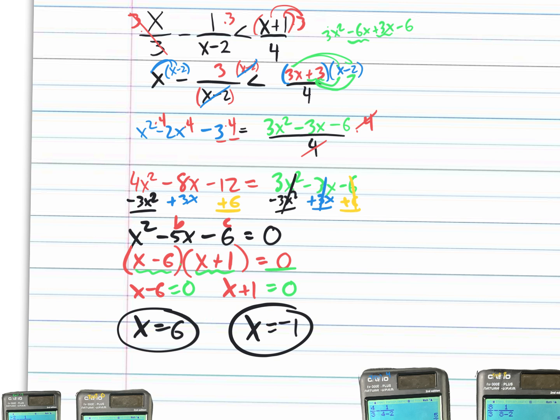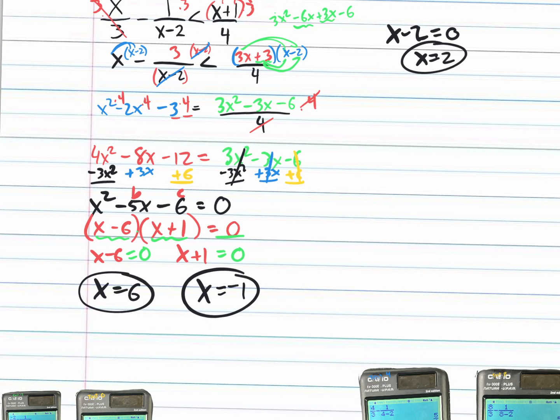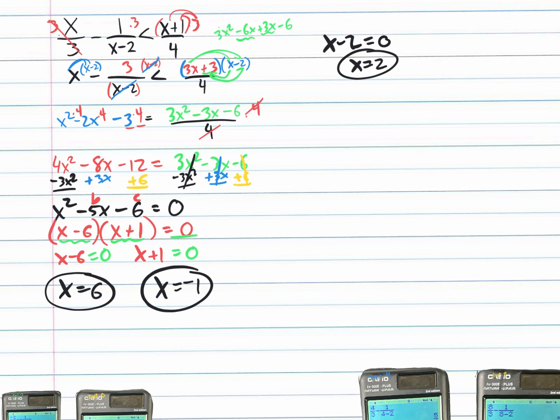But you still need to move on to step 2. Step 2 is to take your denominators and set them equal to 0 and solve. And those are going to be other answers that we're going to post on a number line. Okay. So the only denominator that could be set equal to 0 is that x minus 2. So if I take that x minus 2 and set it equal to 0, we get the answer x equals positive 2. So we have these 3 values that we need to put on a number line. You have the negative 1, you have the 2, and you have the 6.